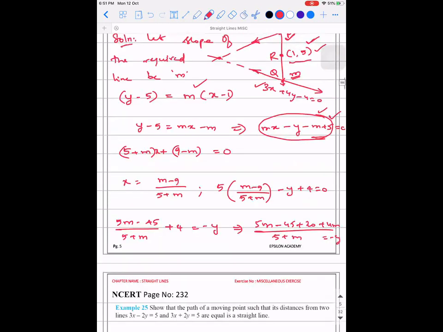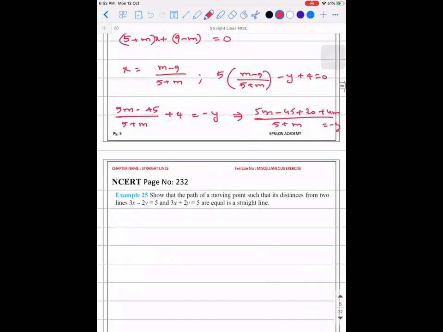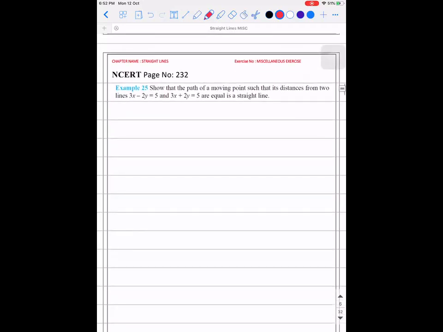Okay. Do one thing. I'll give you the idea. You people take some time and try it. Once you get the point P, you will get it in terms of m. Similarly, you will get Q also in terms of m. Take the midpoint of PQ and equate it to 1, 5. Equate the x coordinate of the midpoint of PQ to 1. Similarly, y1 plus y2 by 2 to 5. You will get the value of m. Once you get the value of m, substitute it here, you will get the required answer. So y minus 5 is equal to m into x minus 1. You will get the answer. So if people try it, if you still don't get it, I'll explain it in the next class.